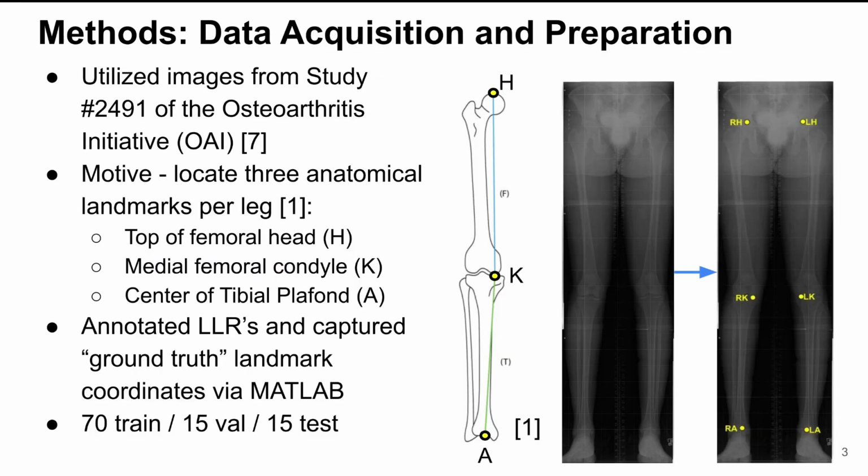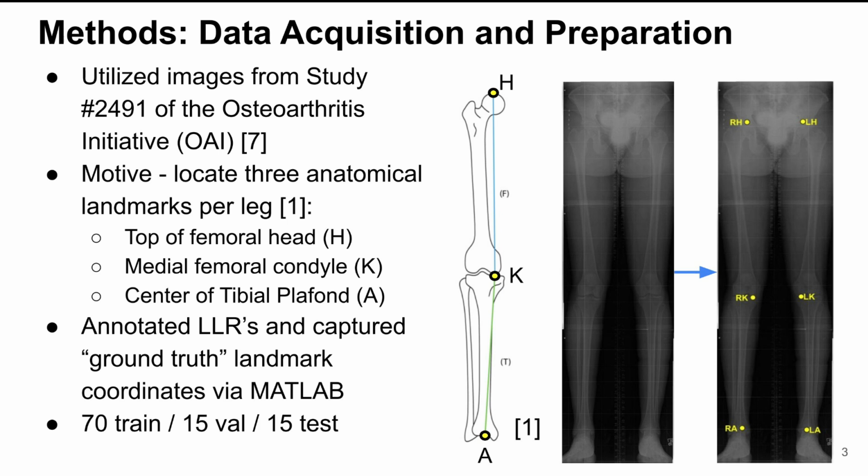We used 100 long leg radiographs from the publicly available Osteoarthritis Initiative, specifically found in their study 2491. We manually labeled 3 anatomical landmarks on each leg as ground truths, including the top of the femoral head, the medial femoral condyle, and the tibial plafond, resulting in 6 total landmarks per image. These annotations were completed manually and exported into Excel with the help of MATLAB scripts.